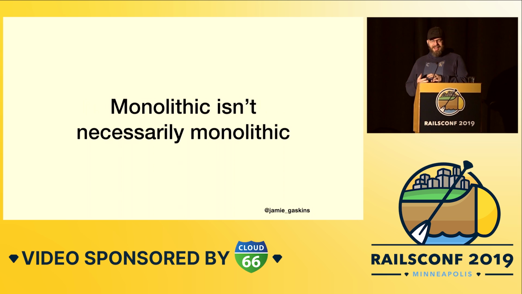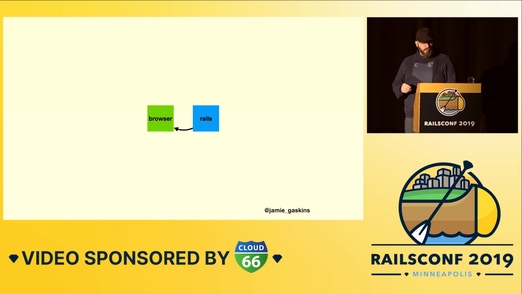Another fun thing about monolithic apps is that they're not truly monolithic. So let's go into what that looks like in this example. Let's say you have a user visiting your Rails app, right? User makes a request with the browser. Rails sends back a response. Seems pretty simple. However, we are overlooking quite a few things. There's a lot that happens in between.